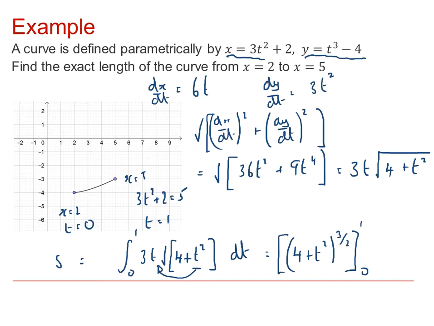If you put those values in, when t is equal to 1, we get the value of 5 to the power of 3 over 2, so that's 5 root 5. And then when t is equal to 0, that's 4 to the power of 3 over 2. So that's the square root of 4 is 2, and then cubed is 8. So we get 5 root 5 minus 8 as the final answer.